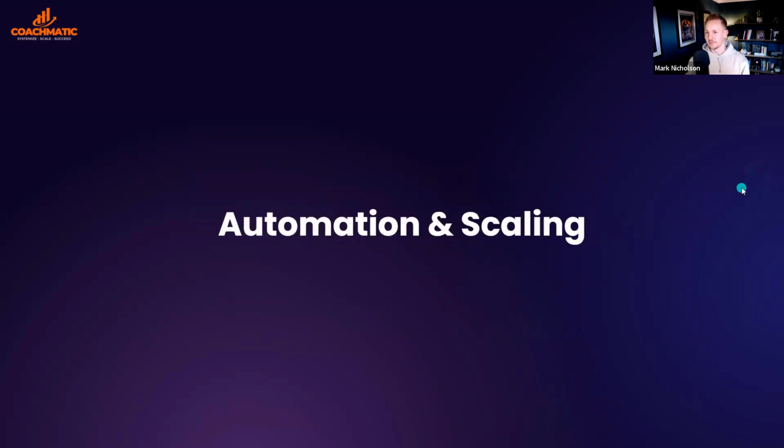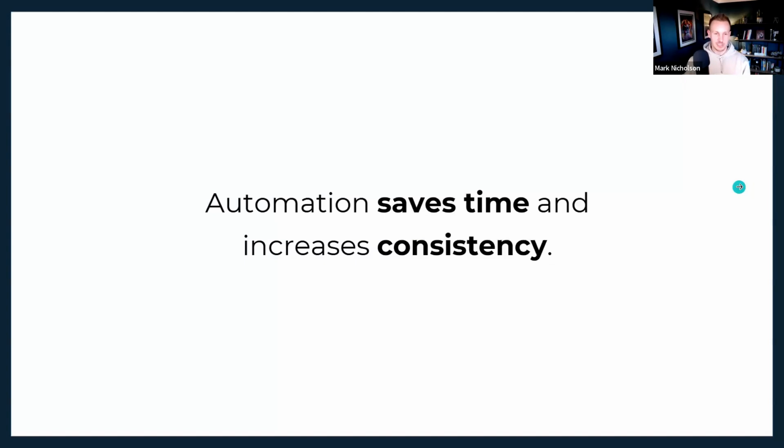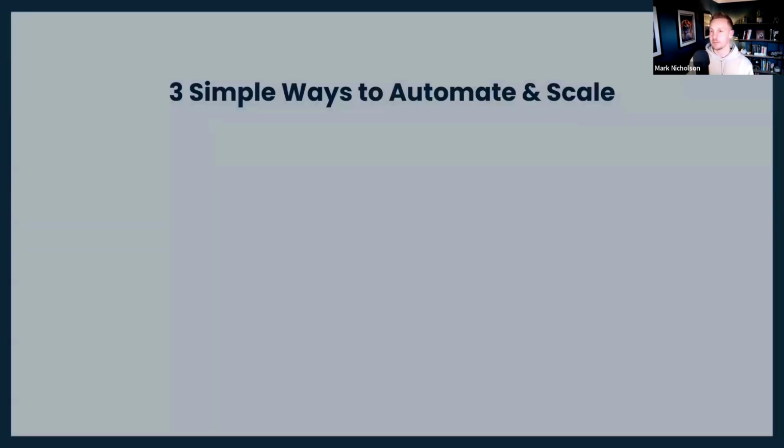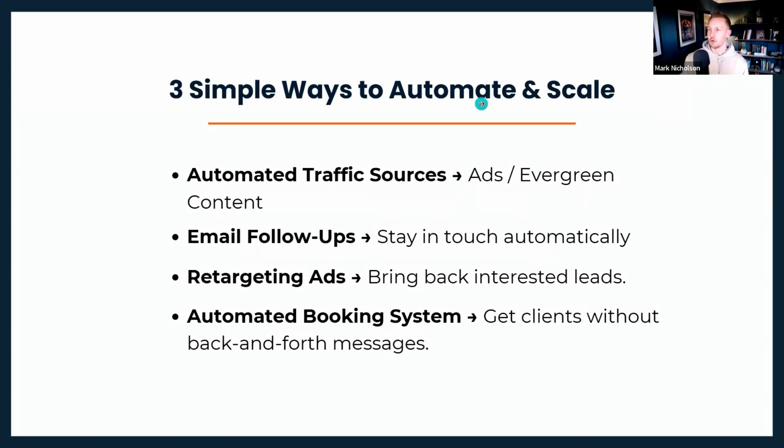So, automation and scaling. The idea of automation is to save you time and increase consistency. That's such a key thing. Inconsistency in business is a killer. So we need to have a consistent stream of new leads, a consistent stream of new clients, and a consistent stream of revenue coming in as a business, because each and every one of you is a coach. But unfortunately, as a coach, you are probably just as much of a business owner, if not more, when you are self-employed. So we need to act and think like a business owner. The simple way is to automate and scale.